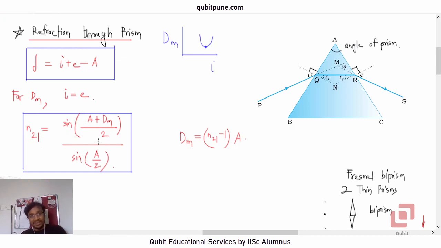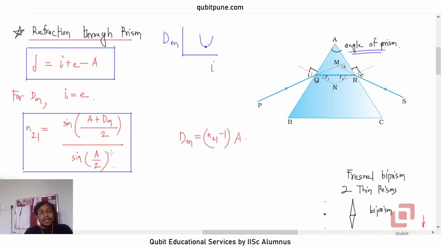There are two angles here. The first one is the angle of prism, which is not going to change no matter where you put that prism, in glycerine, in water, or you just keep it in air. But Dm can be different, and that is how n21 will change.